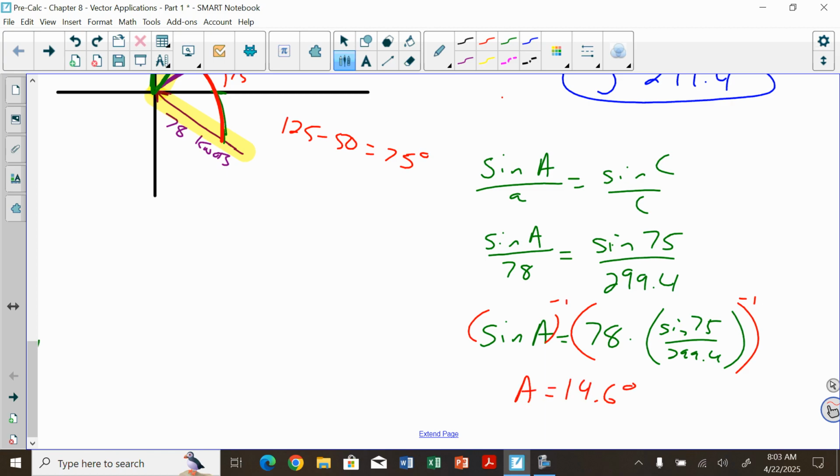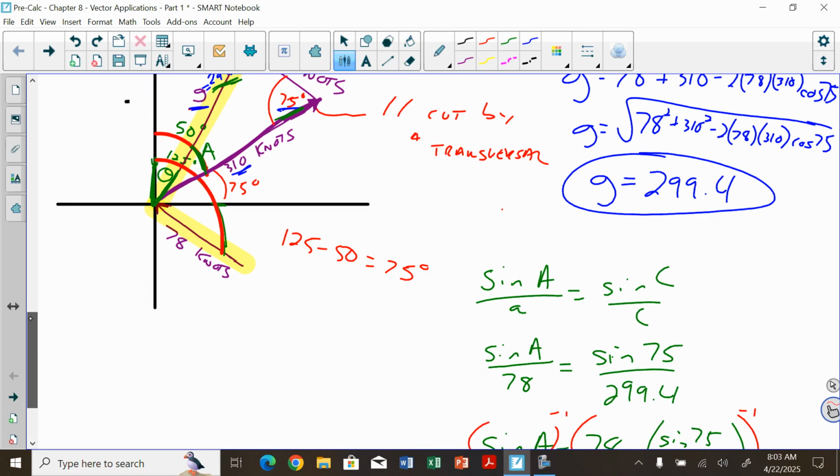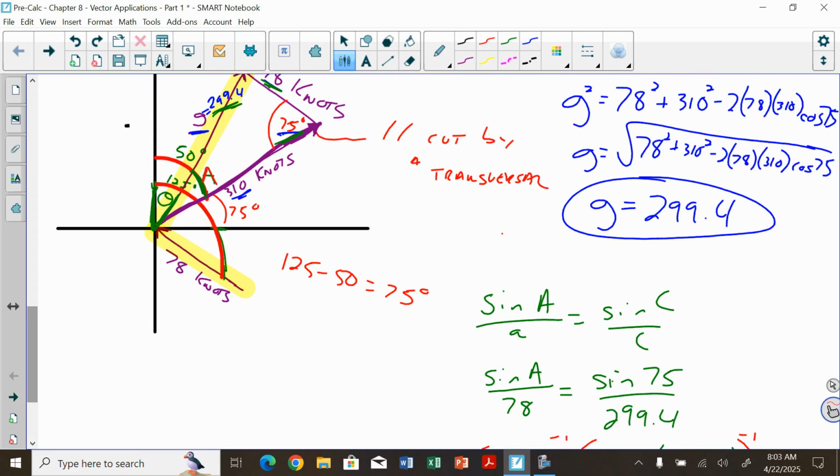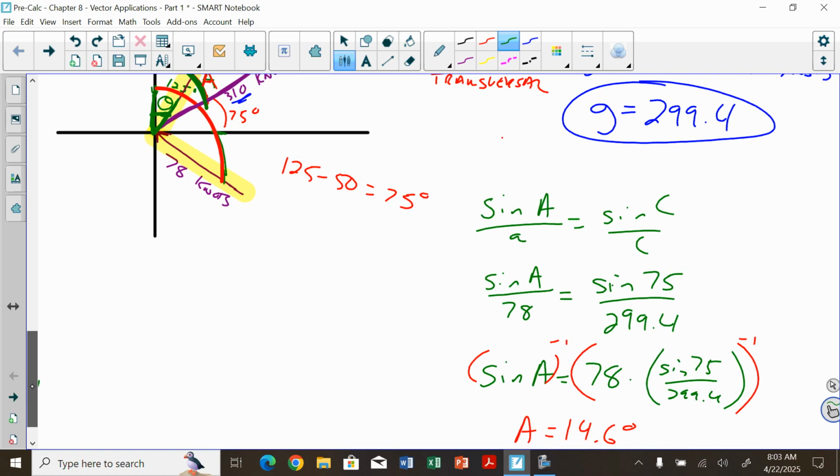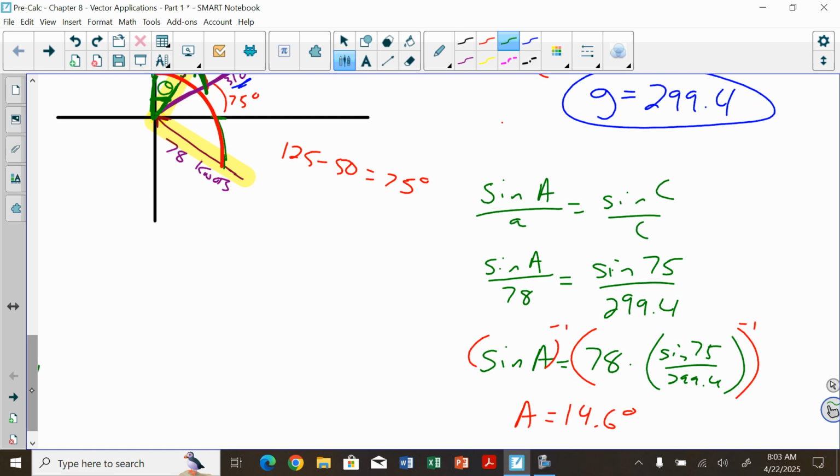Now, we're not done, though, because that is angle A. We want theta in here. To do that, I know that this whole thing is 50, and I know that angle A is 14.6. So really, theta is going to be 50 minus 14.6. You have to look and see what we're trying to get. That would equal 35.4 degrees.